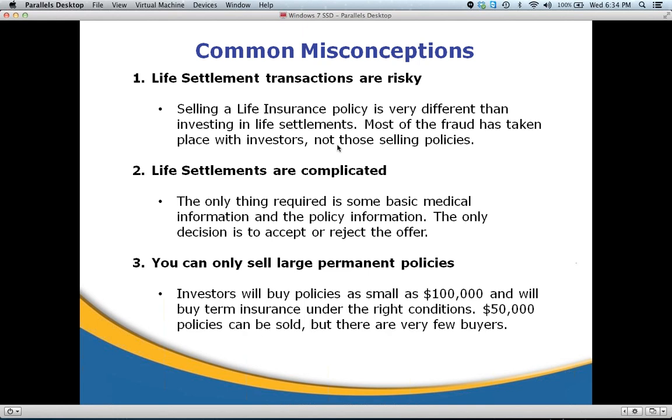The other misconception is that you can only sell large permanent policies. The market in the past has been $500,000 and up. I mean, the average policy sold today is still closer to a $1 million policy, $1 million face value. But more recently, with more investors coming in the market, more capital available, and also the recognition that there's a lot of people out there with $50,000 and $100,000 policies that really need to sell these things, that market is expanding. So now you can sell policies as small as $100,000 with a good number of providers, and then very select providers will provide purchases of policies as low as $50,000.